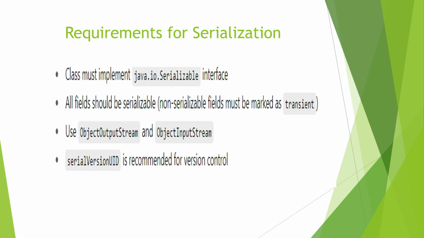Third point is we are using here an ObjectOutputStream and an ObjectInputStream for this serialization process. The last thing, which is a very important thing, is to control the version of the serialization process. A serial version ID is provided to every object which is converted into the byte stream.